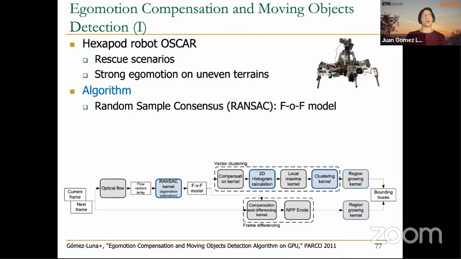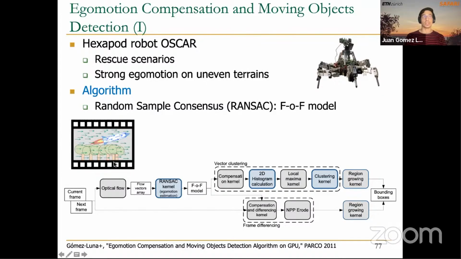And to do so, we used one algorithm that has two different ways of finding the moving objects, and these two work synergistically. One is based on vector clustering, and the other one is based on frame differencing. We are going to talk about this branch of the algorithm here, and in particular about this RANSAC algorithm that allows us to identify and create a model for the background.